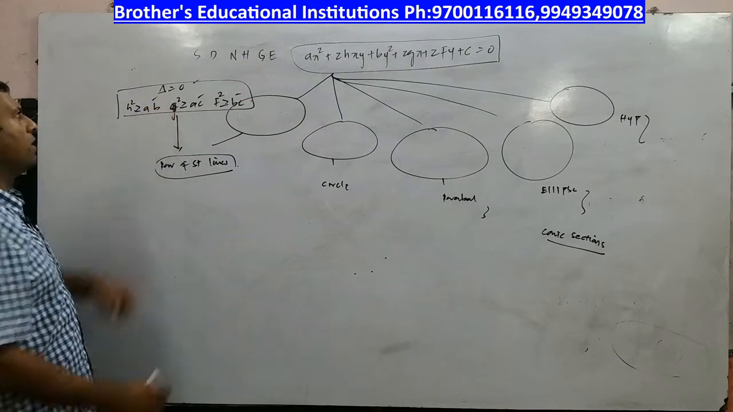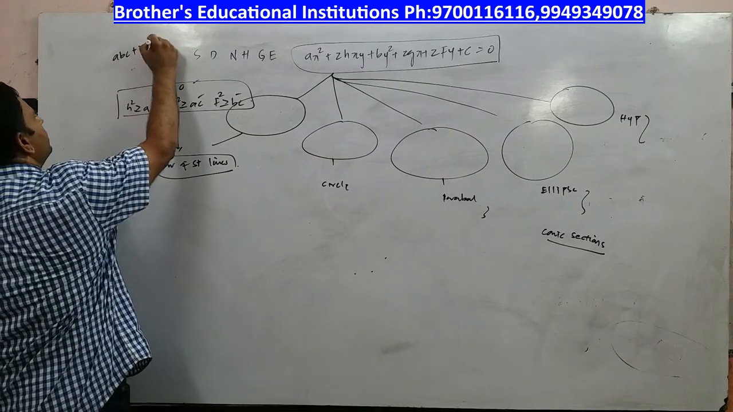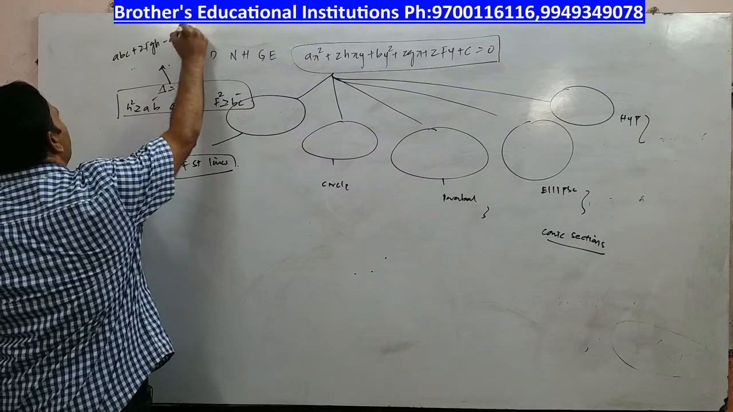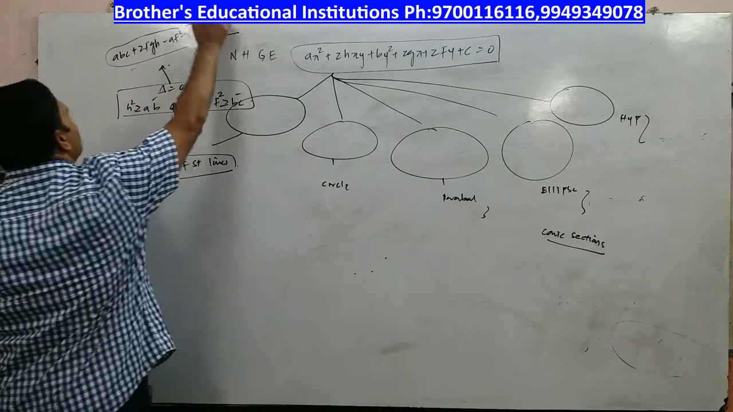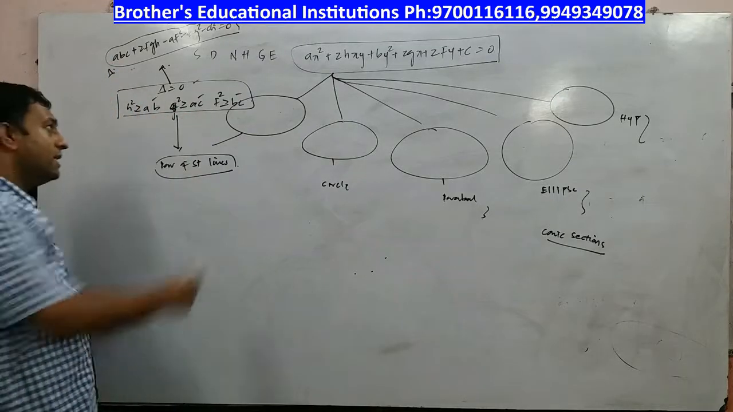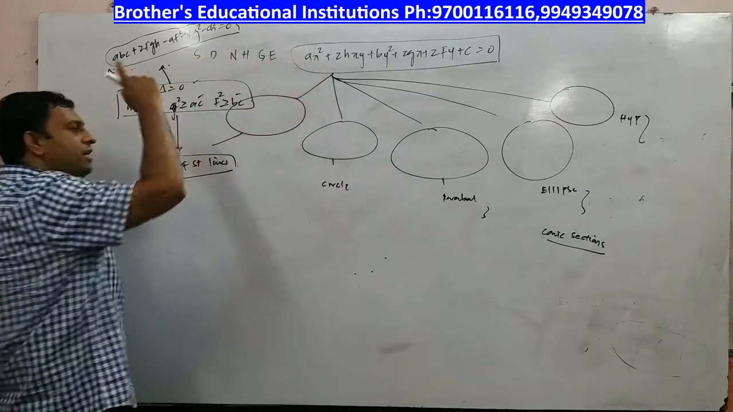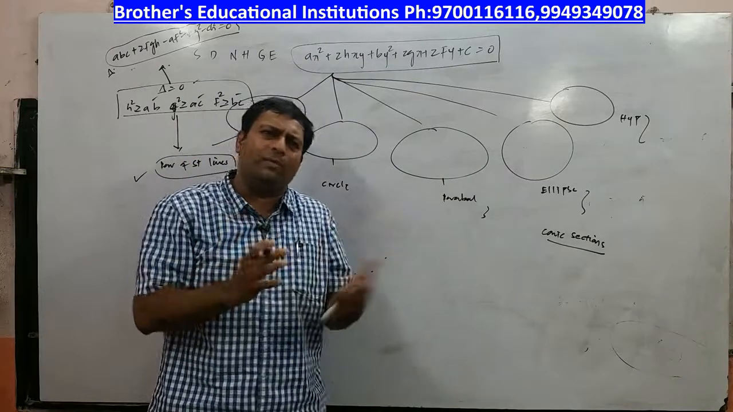And I hope you remember what this delta is indicating. Delta is nothing but abc plus 2fgh minus af square minus bg square minus ch square is equal to 0. Now this portion is called as delta. If this condition is satisfied along with these conditions, then that second degree non-homogeneous general equation will be called as equation of pair of straight lines. So that you have done in your elementary classes.